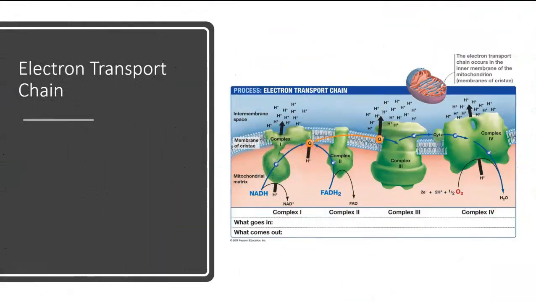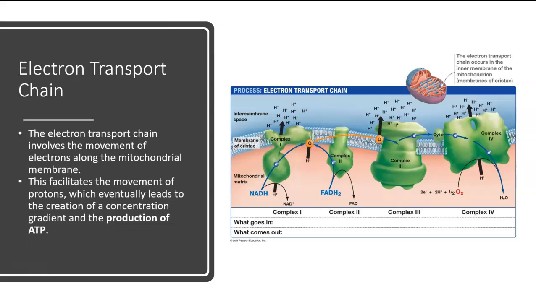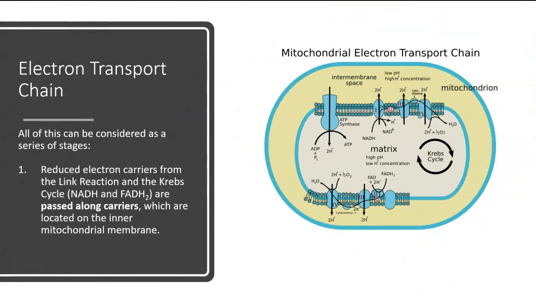Okay, so this electron transport chain, what do we mean? The electron transport chain involves the movement of electrons along the mitochondrial membrane. This facilitates the movement of protons, which eventually leads to the creation of a concentration gradient and thus the production of ATP. So the electron transport chain is a series of stages.